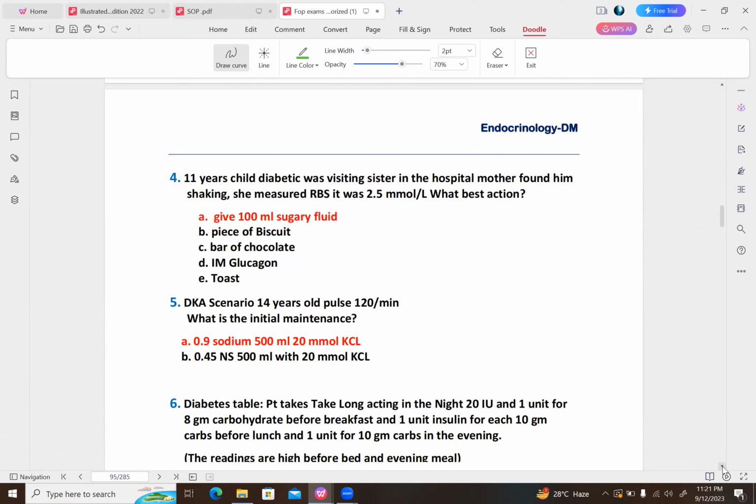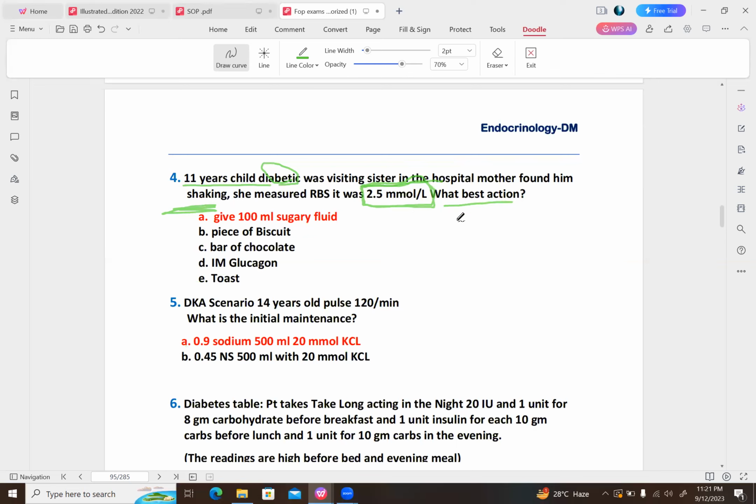Okay, this is the question of hypoglycemia. I just discussed hypoglycemia. An 11-year-old child is diabetic, and he is visiting his sister in the hospital, and the mother found him shaking. He is shaking, meaning he is having hypoglycemia. She measured the random blood sugar, and it is less than 4, that is 2.5. What is the best action?